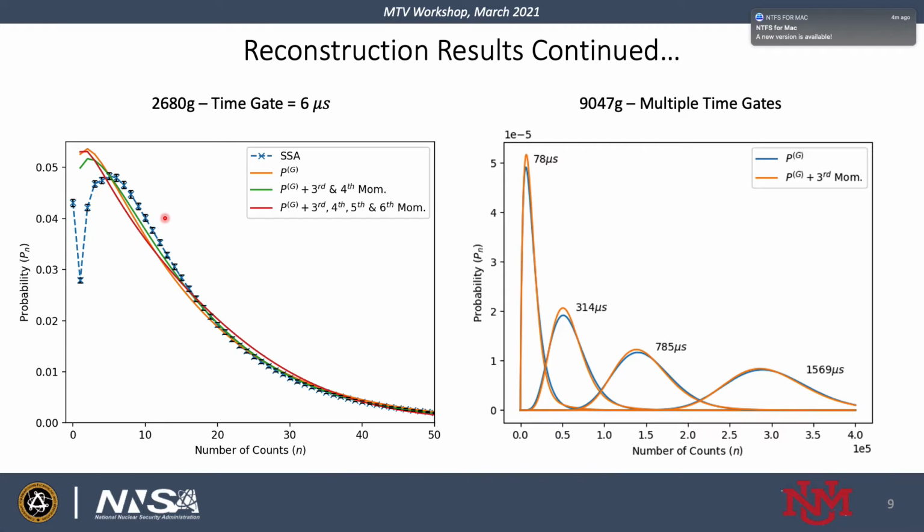On the other hand, when the number of counts is very large, so either a very big time gate or a strongly multiplying system, the gamma distribution alone does a good job at reproducing the distribution. The plot on the right shows a 9047 gram sample plotted over multiple time gates increasing in size, and even though the smallest time gate shows a difference between the gamma and the third moment on the order of 10 to the minus 5, the largest time gate practically shows no difference.